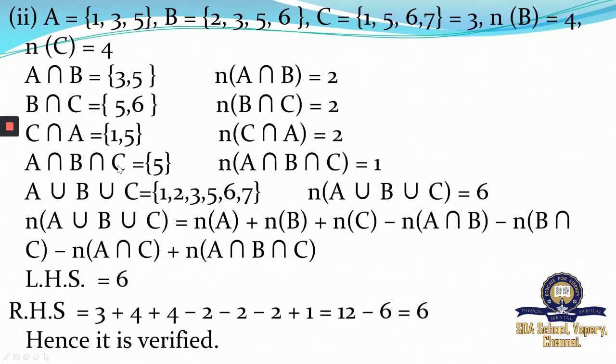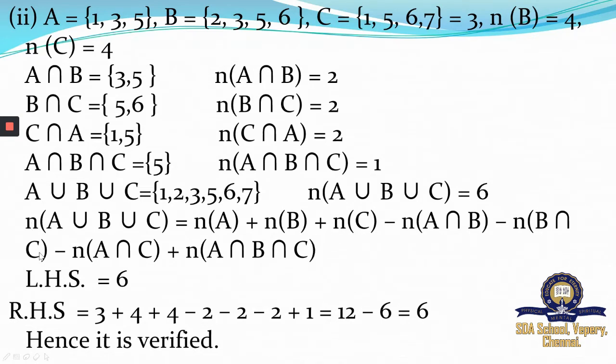Next, we have to find A intersection B intersection C. Then we get only one element which is common, that is 5. Hence, we have written the cardinality of it as 1 because there is only one element. Next, let us find A union B union C, which means you have to write down all the elements but without any repetition. Now, if you count, you'll get the answer as 6.